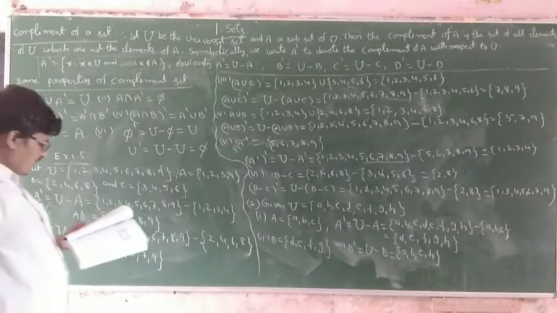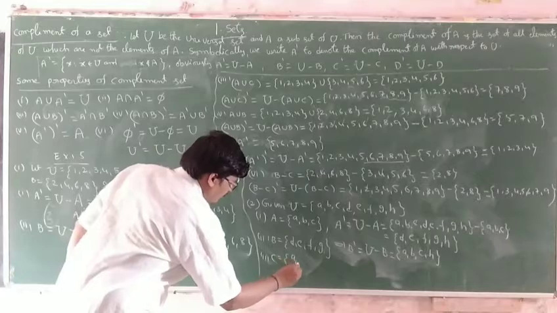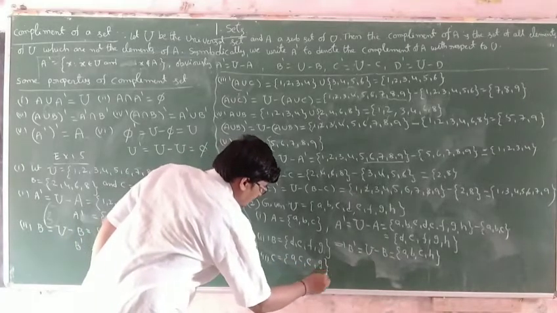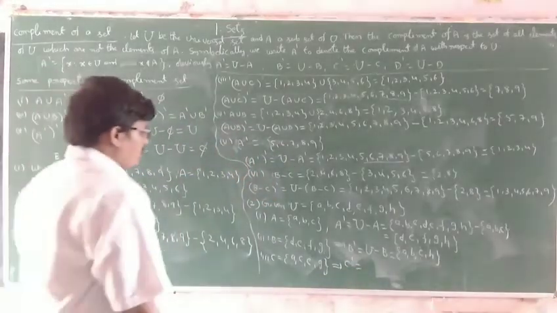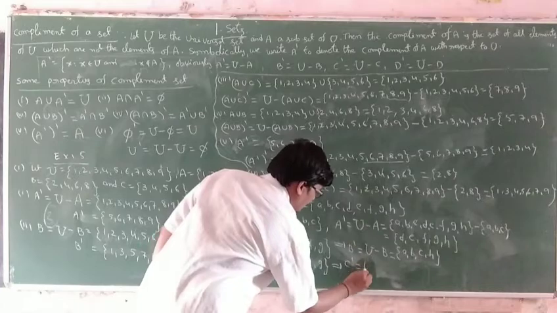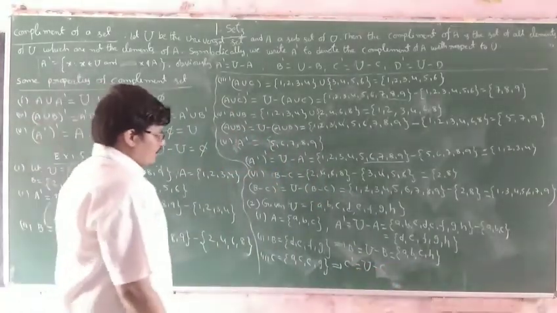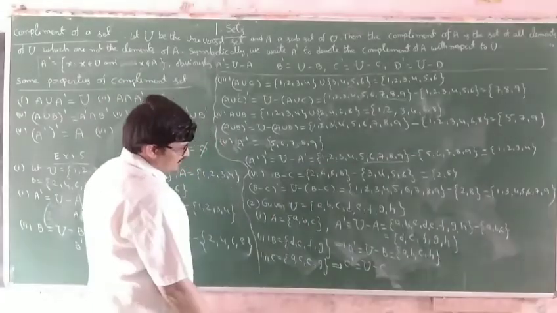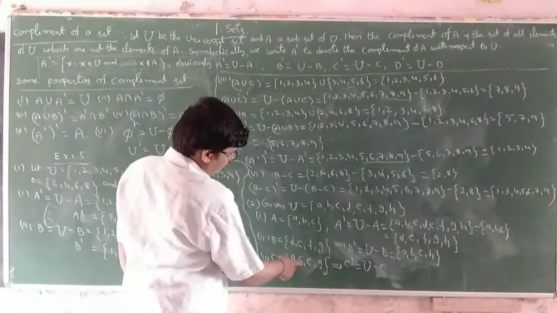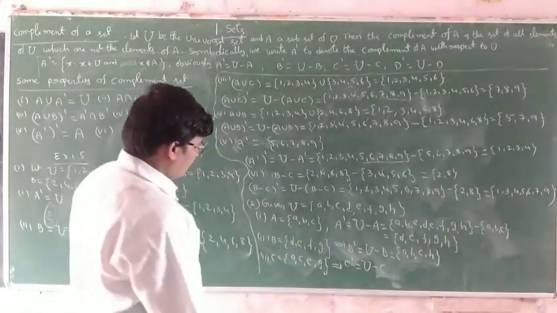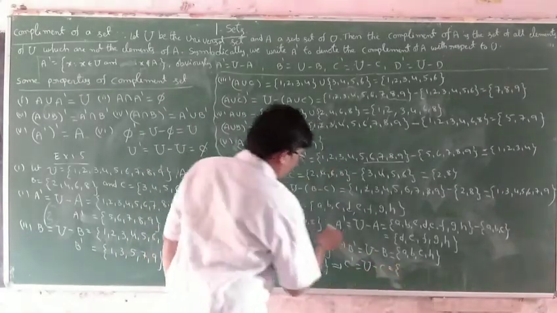Next one is C, which is A, C, E, G. That implies C complement is equal to universal minus C. So in the universal set, remove A, C, E, G. A will be removed, C will be removed, and E, G also have to be removed.